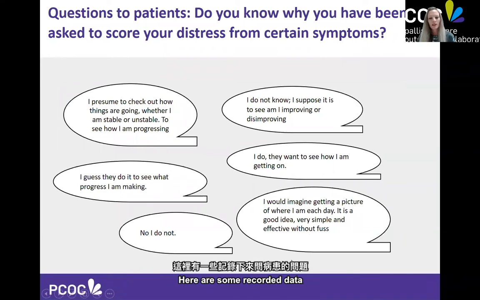So here's some qualitative data from questions asked to patients. Do you know why you've been asked to score your distress from certain symptoms? And here are some examples. "I presume to check out how things are going, whether I'm stable or unstable, or to see how I'm progressing." "I guess they want to see what progress I'm making." So some of these comments are the same, and of course you've got a few that say they're not sure. And that gives us areas to target improvement on how we communicate the tool, and particularly the concept of distress.